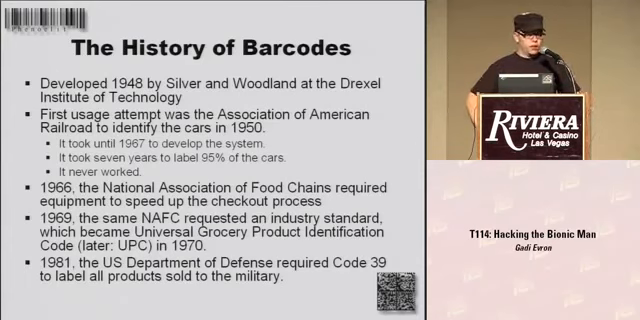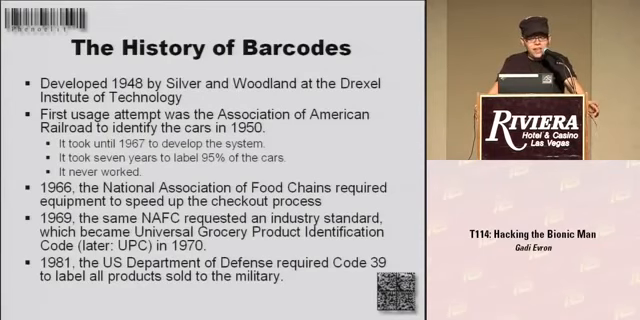What about the history of barcodes? They got developed in 1948 by two people. And the first usage attempt, and that's actually really funny, was the American railroad people who tried to barcode all the cars that they have. It took them 17 years to label all the cars, and then the system didn't work. Like, it never did. At that point in time, people figured barcodes are useless.